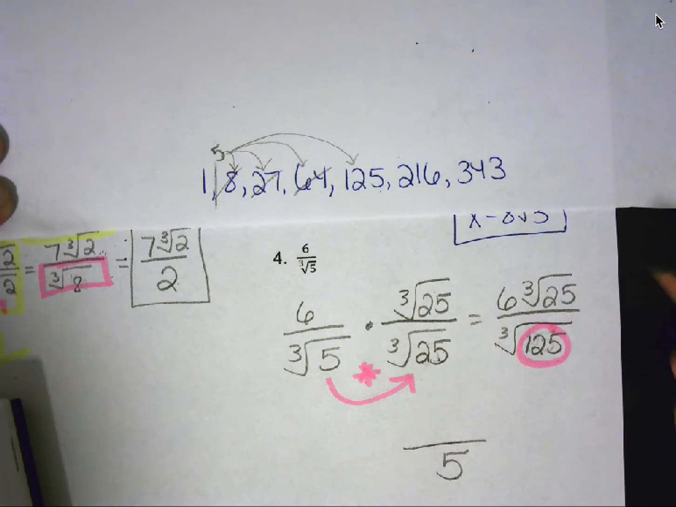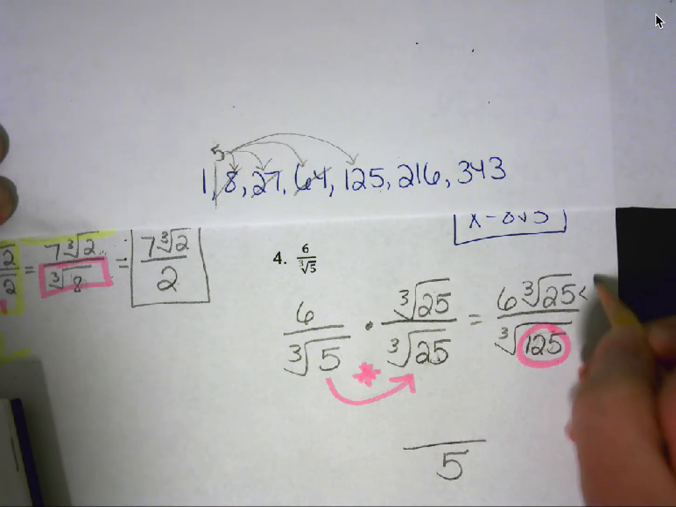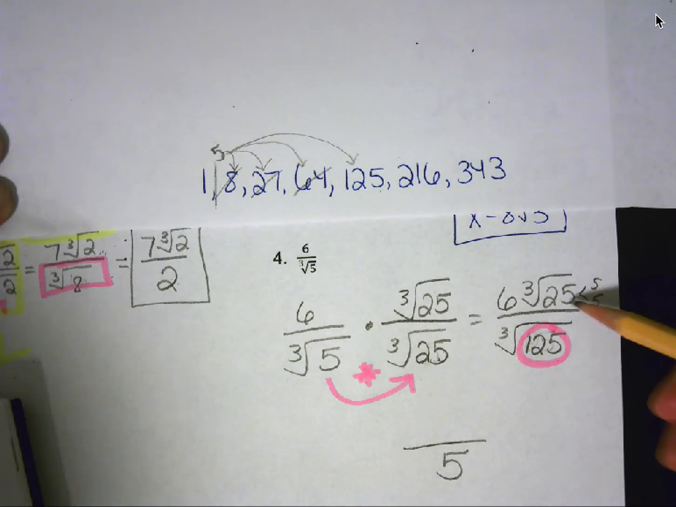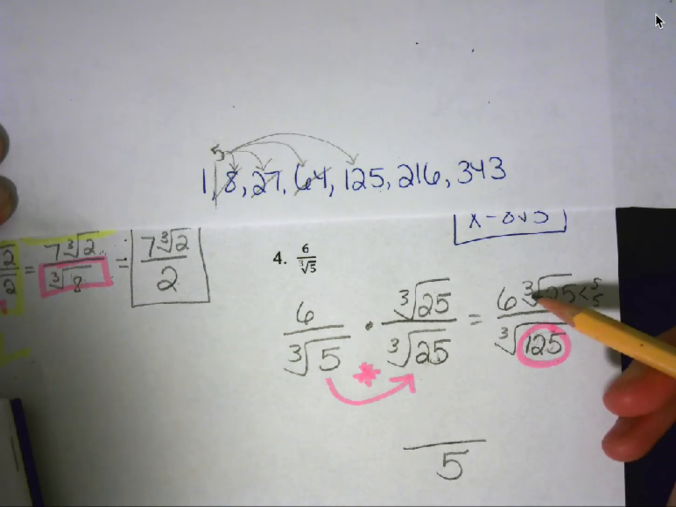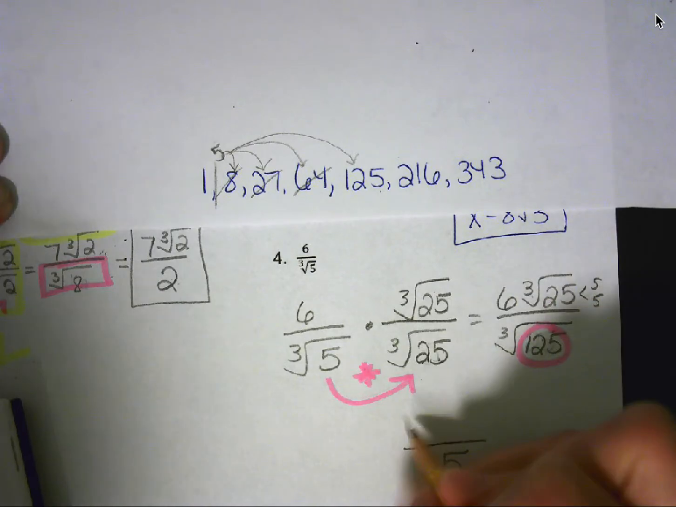And then nothing really to do, because this is only made up of 5 times 5. 25 is a perfect square, but we're dealing with cubes. So 25 cannot go any lower.